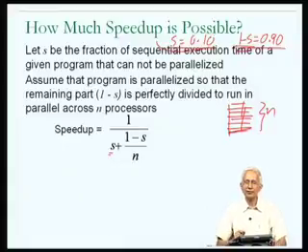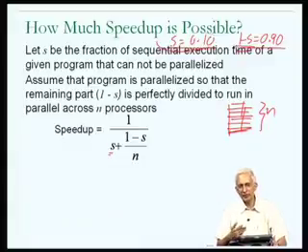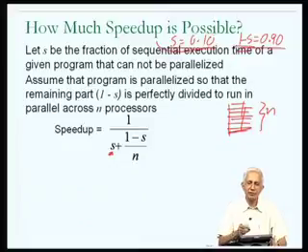Therefore I could calculate the speedup as 1 divided by s plus (1 minus s) divided by n, where the denominator is the perfect execution time on a parallel machine, where I could not parallelize the fraction s, but I perfectly parallelize the remaining 1 minus s. Therefore this is the best possible speedup that I could imagine. Now in the ideal case, if I have an infinite number of processors, how much will this speedup amount to?